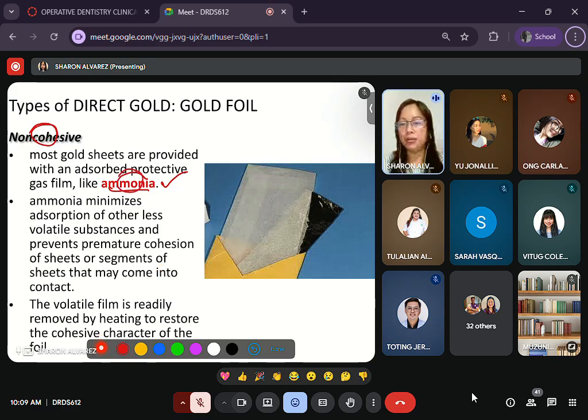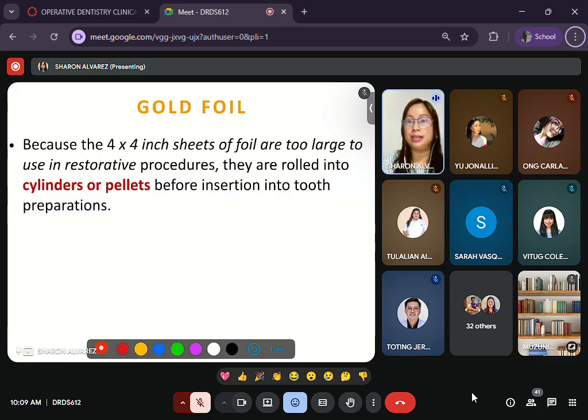So you might be wondering, if there is ammonia, will that affect the cold welding of the gold later when you do the restoration? Yes, ammonia will affect it, but we have the procedure by which ammonia can be removed by the dentist before application. And that will be discussed later. Okay? So now let's see the preparation.